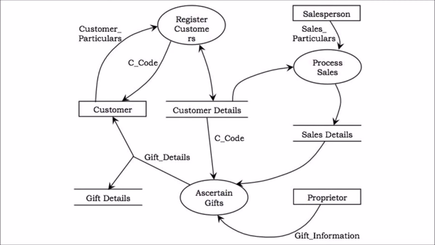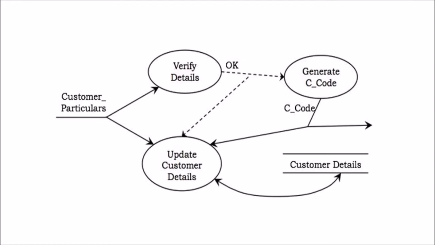In the next figure, it shows the details of process register customer. There are three processes in it, that is verify the details, generate the customer code, that is generate the C code, and update the customer details. When the details of the customer are entered, they are verified. If the data is correct, customer code is generated and the data store customer detail is updated.